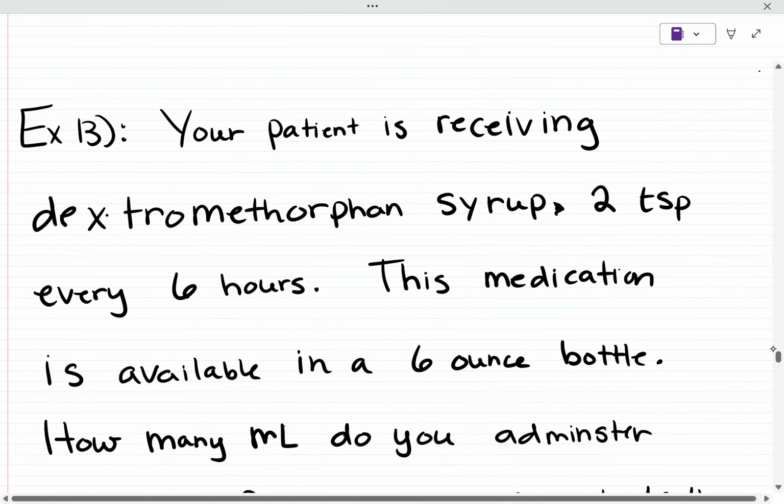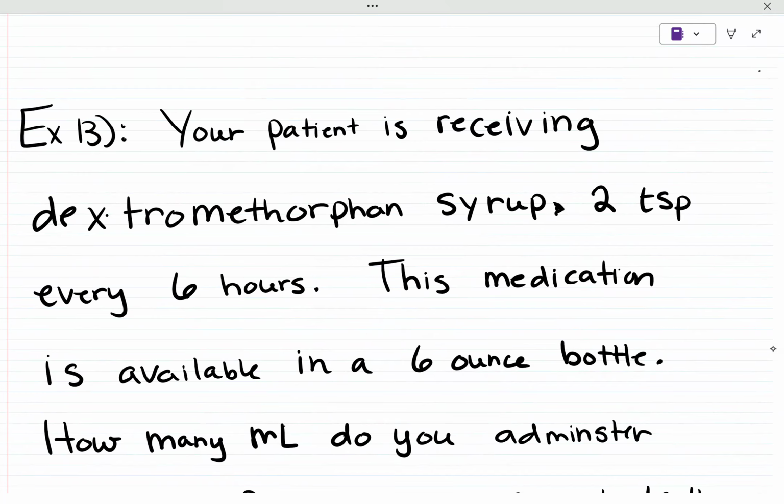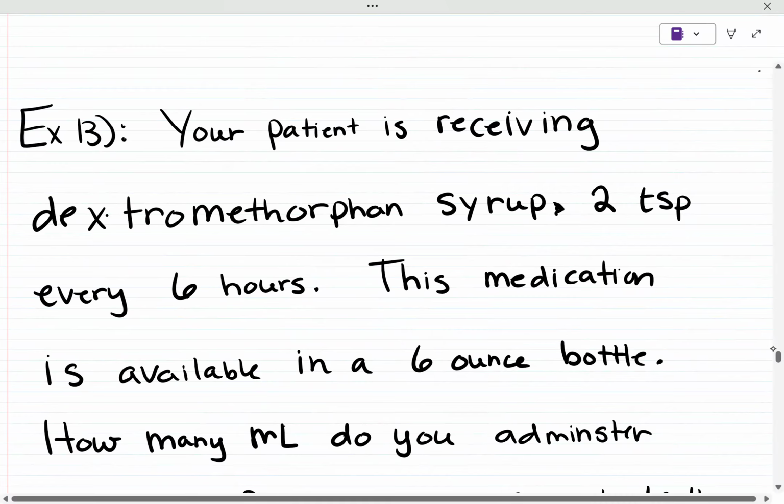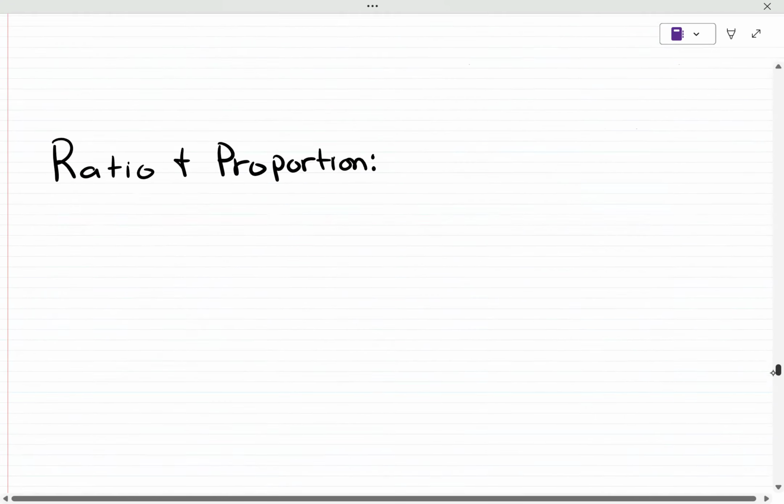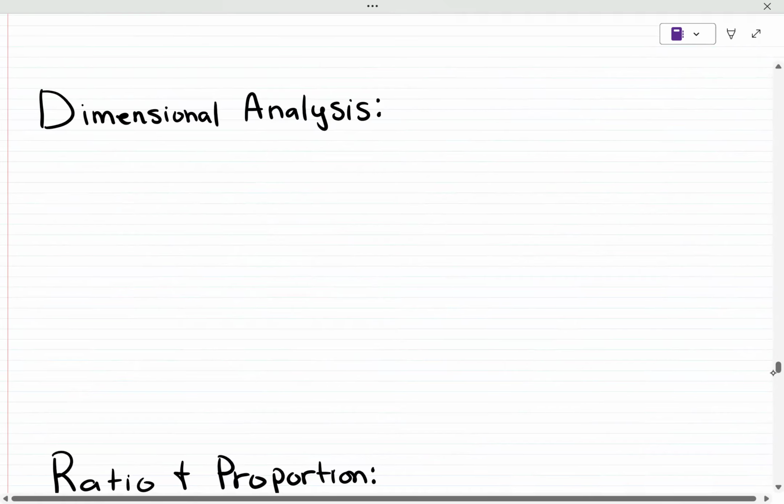Example 13. Your patient is receiving dextromethorphan syrup, 2 teaspoons every 6 hours. This medication is available in a 6 ounce bottle. How many milliliters do you administer per dose, rounded to the nearest tenth? So we want to convert it to milliliters. Let's start with dimensional analysis, starting with 2 teaspoons.